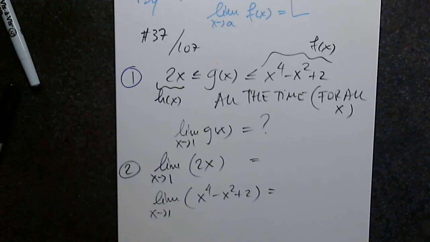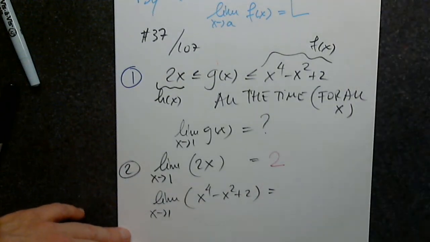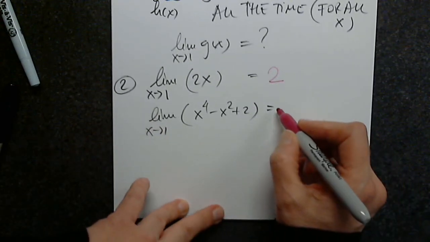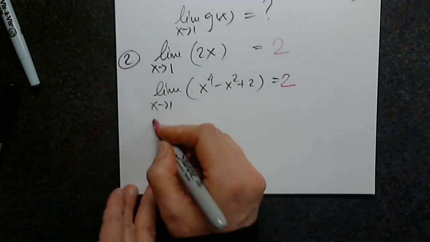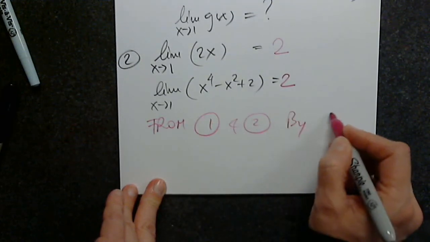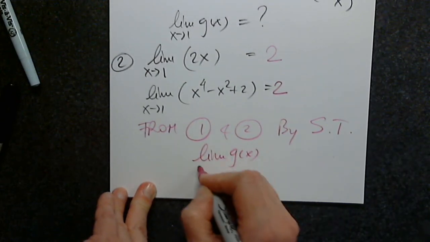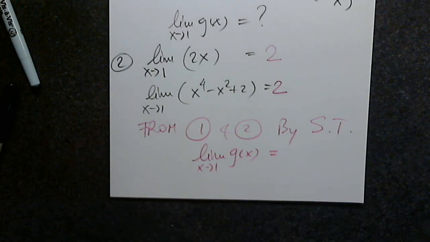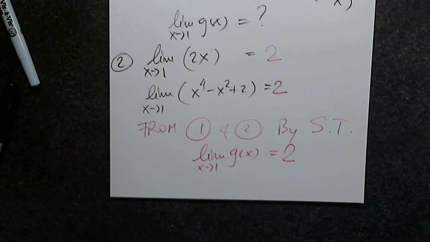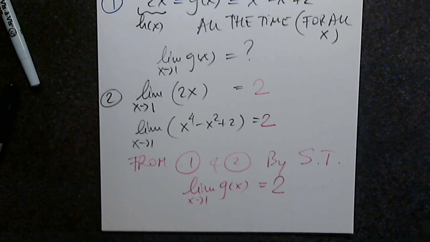Good. So then what is the limit of the first? Good. What is the limit of the second? Good. So then from 1 and 2, by the Squeeze theorem, the limit of g of x as x approaches 1 must be, that's it. So that's one application of the Squeeze theorem, when we don't even have the function, and we can still determine a limit.